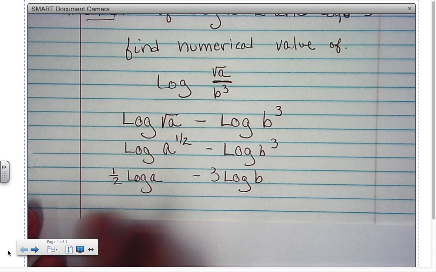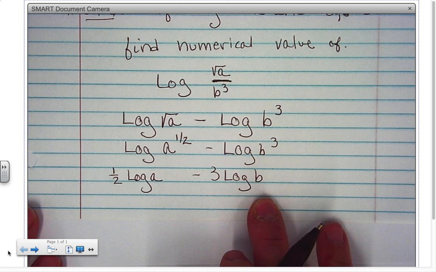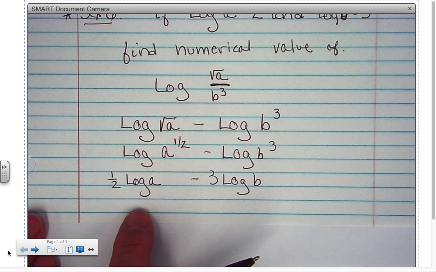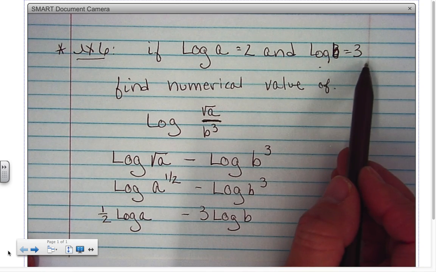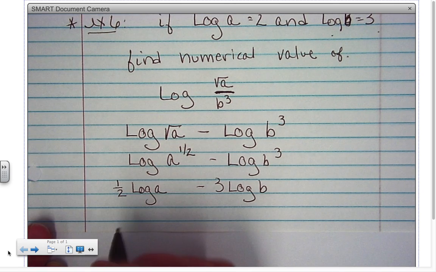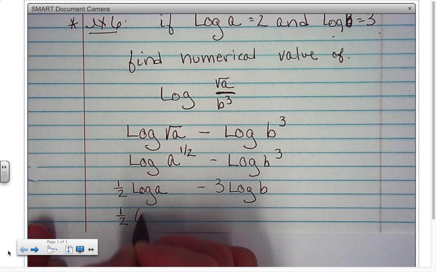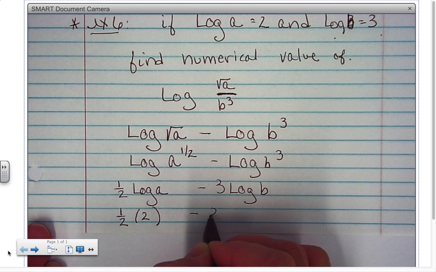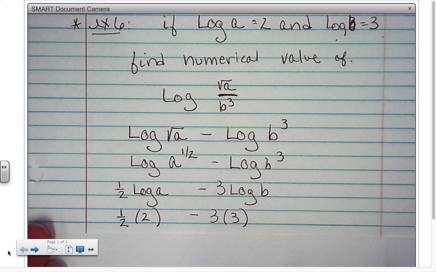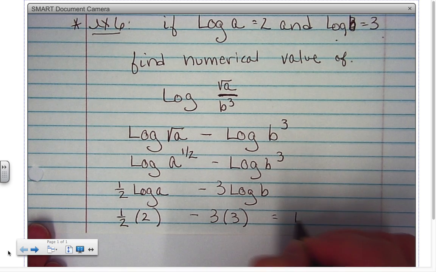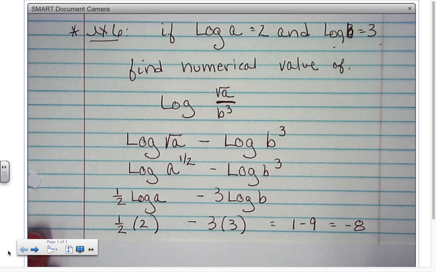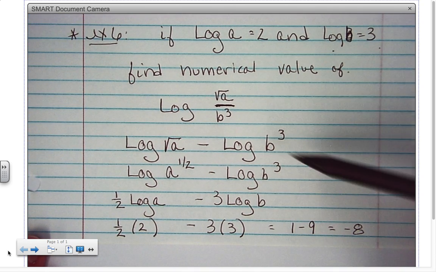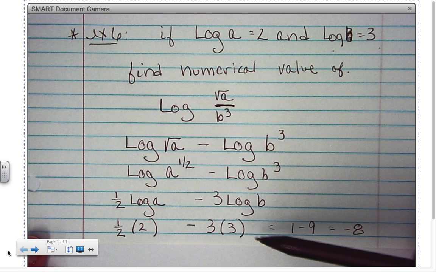And once you're completely finished and it's totally expanded, now I'm going to go back and make a substitution. Log a is the same as 2. Log b equals 3. So right here I'm going to put 2. So it's 1/2 of 2 minus 3 times 3. Half of 2 is 1 minus 9. My answer here is -8. So you don't try to substitute at this early step. You just expand the whole thing and pull it apart and substitute at the end.